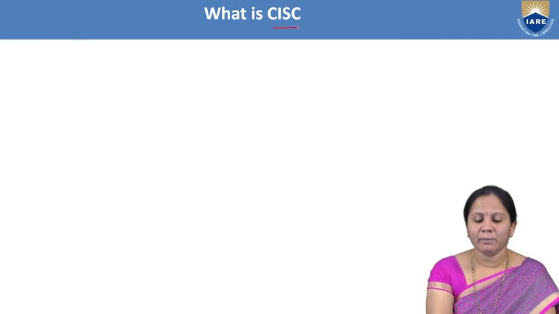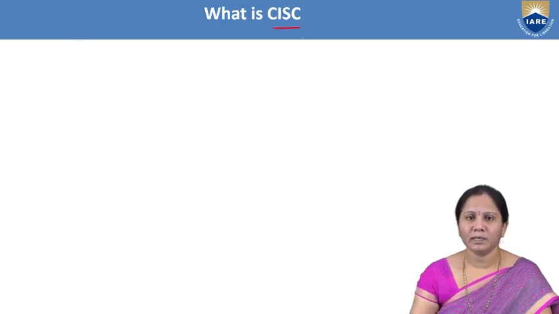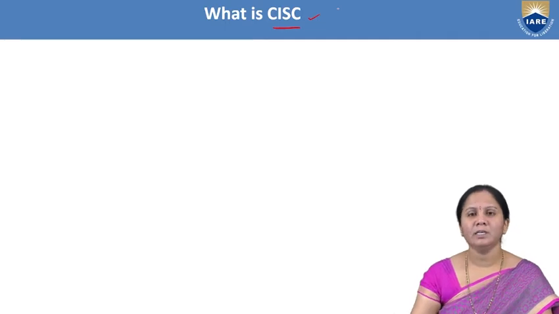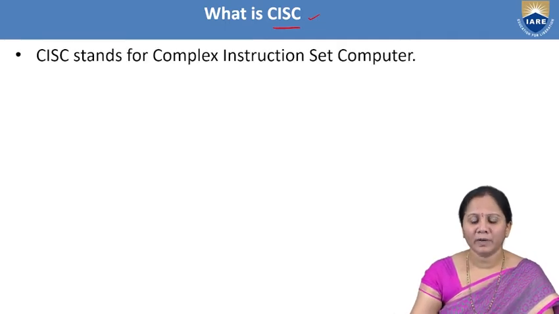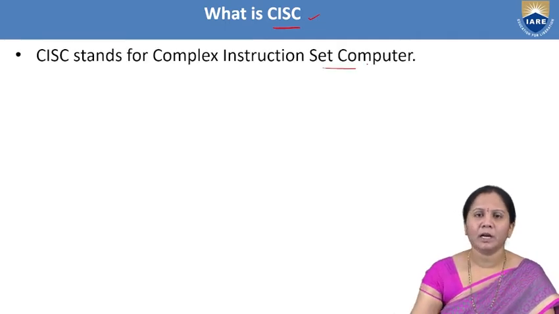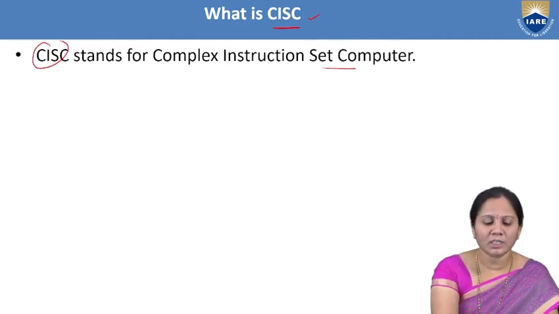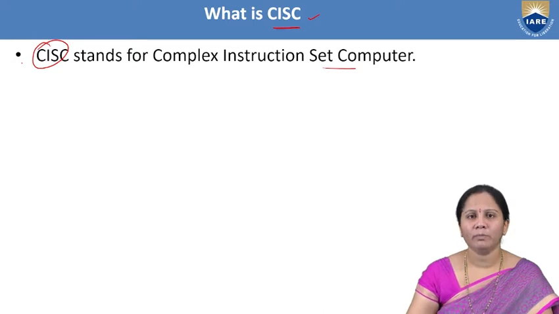Next, coming to the CISC processor. First, what is meant by CISC? CISC stands for Complex Instruction Set Computer. The name itself says the instruction set will be somewhat complicated. Though it is complicated, to execute one operation a single instruction can be used, instead of using 3 to 4 instructions.